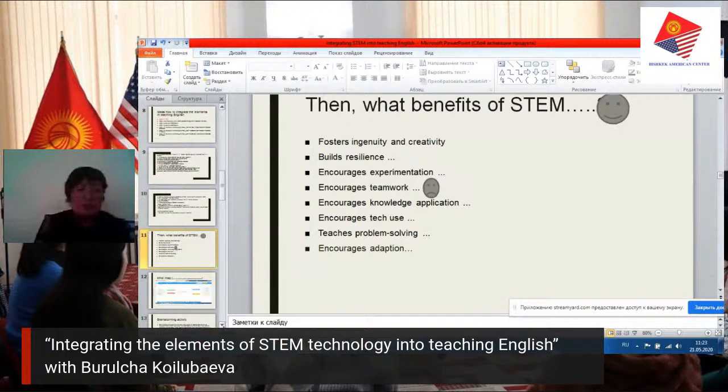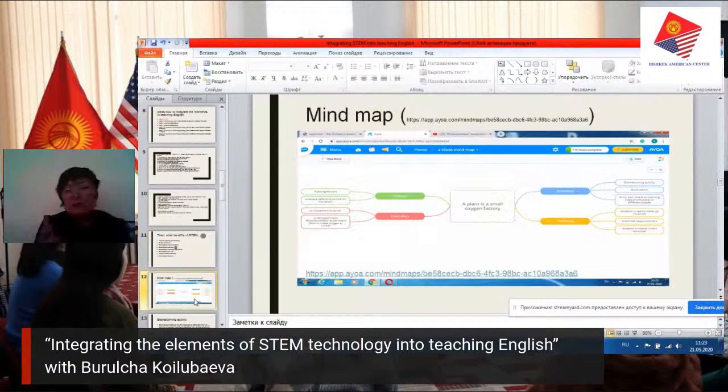Okay, the next part, again, is this mind map I created during my STEMCA project. And I like this site, very useful. This is saved also. For example, my presentation was "A plant is a small oxygen factory." I have chosen this topic.